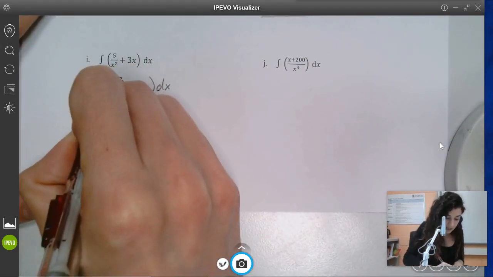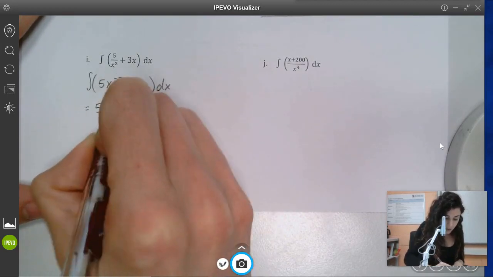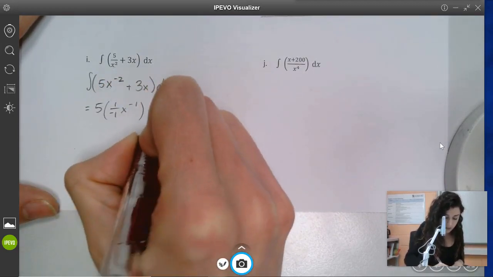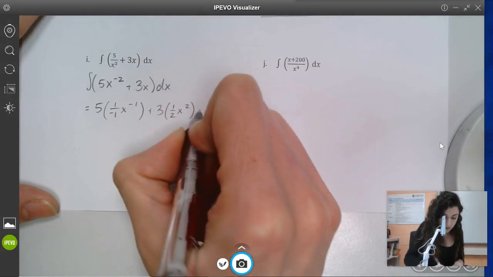Now I can go ahead and apply that. It's 5, and then we've got x now to the -1, so 1 over -1 plus 3 times x is now to the 2, 1 over 2 plus c.